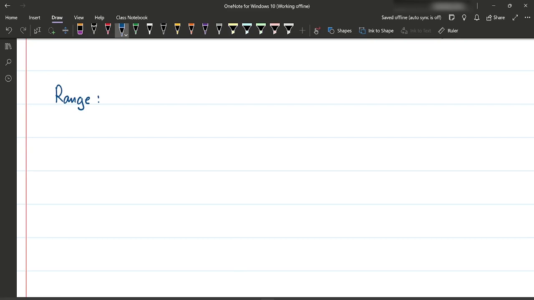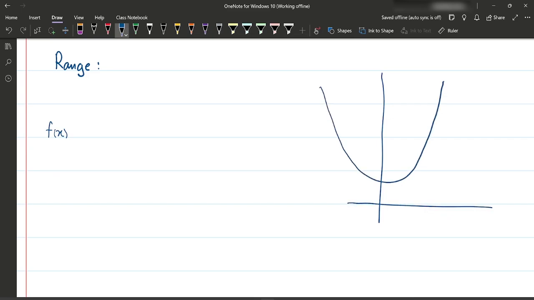Okay, range is simply the height of the curve. Actually, it's probably better to graph this first. So if you have a curve like this, well, you know that at this point, this is the lowest point of the curve. Below this point, the curve does not exist. So let's call this value a. We could say that f of x is always greater than or equal to a. That will be the range of any function that we have.